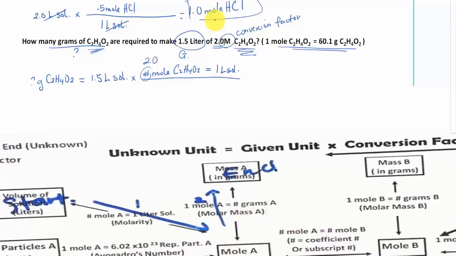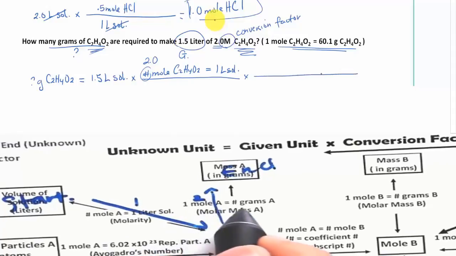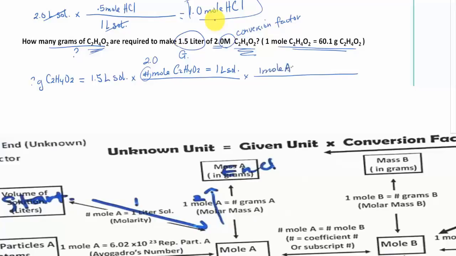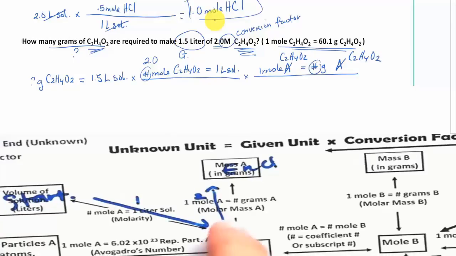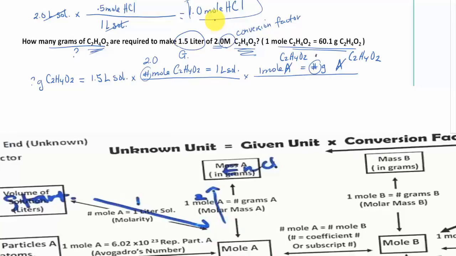It's this one right there. So we time that conversion factor, which is equal to 1 mole of A equal to the number of grams of A. So we have 1 mole of A equal to the number of grams of A. Well, what is A in this case? It's the same chemical, so it must be C2H4O2. So this would mean C2H4O2 as well. But what about that number right there? Well, of course, that is your molar mass right there, which is 60.1 gram. And that's it. That's all we have to do.